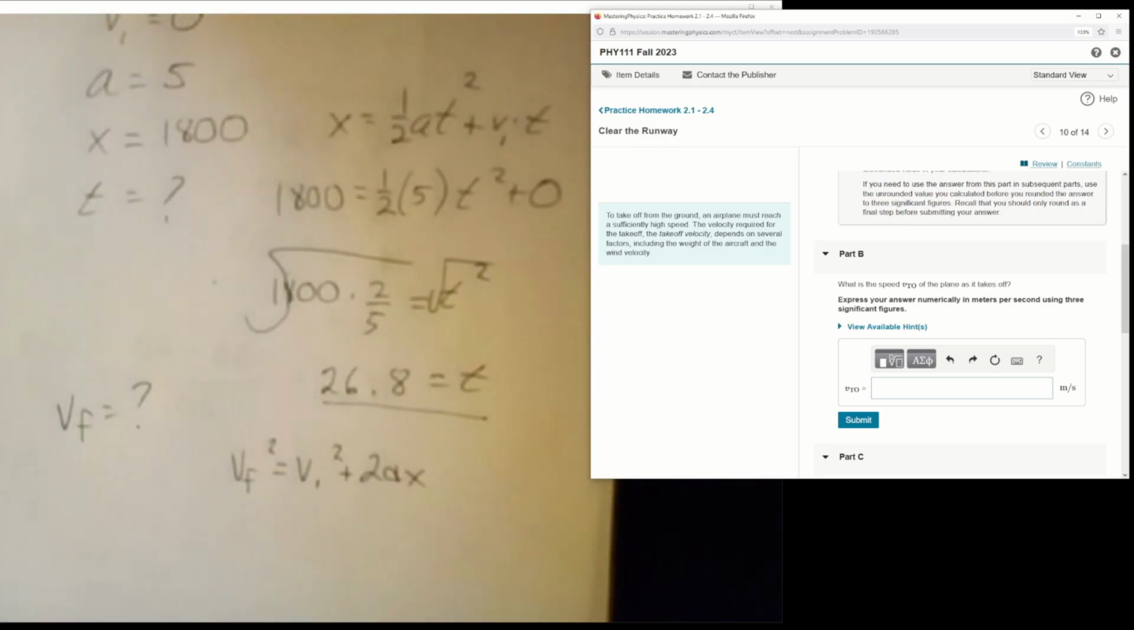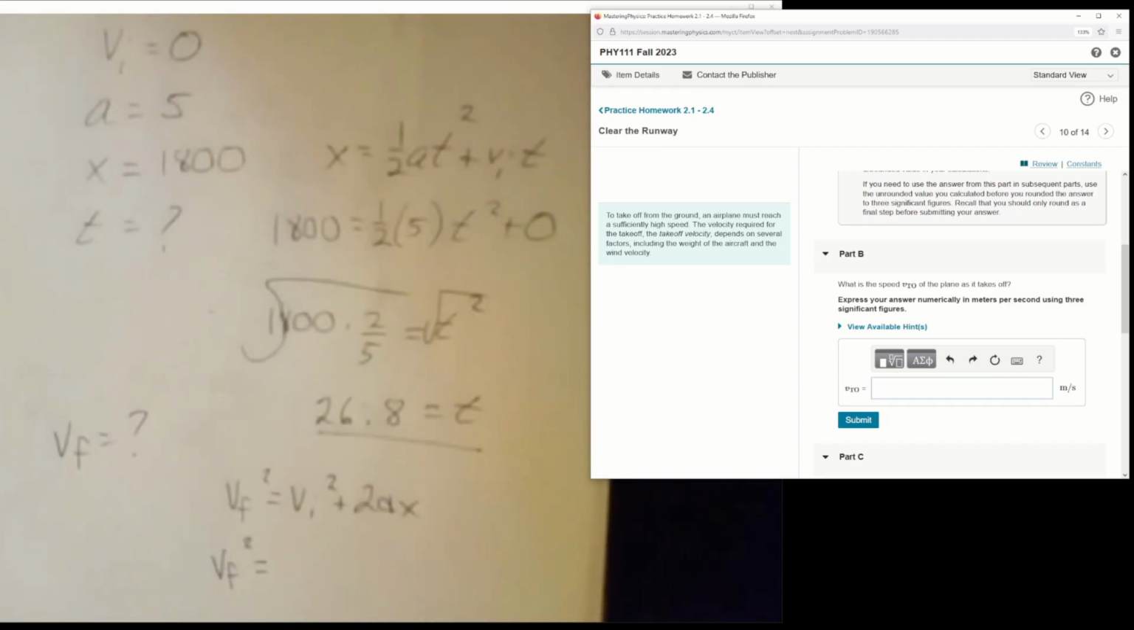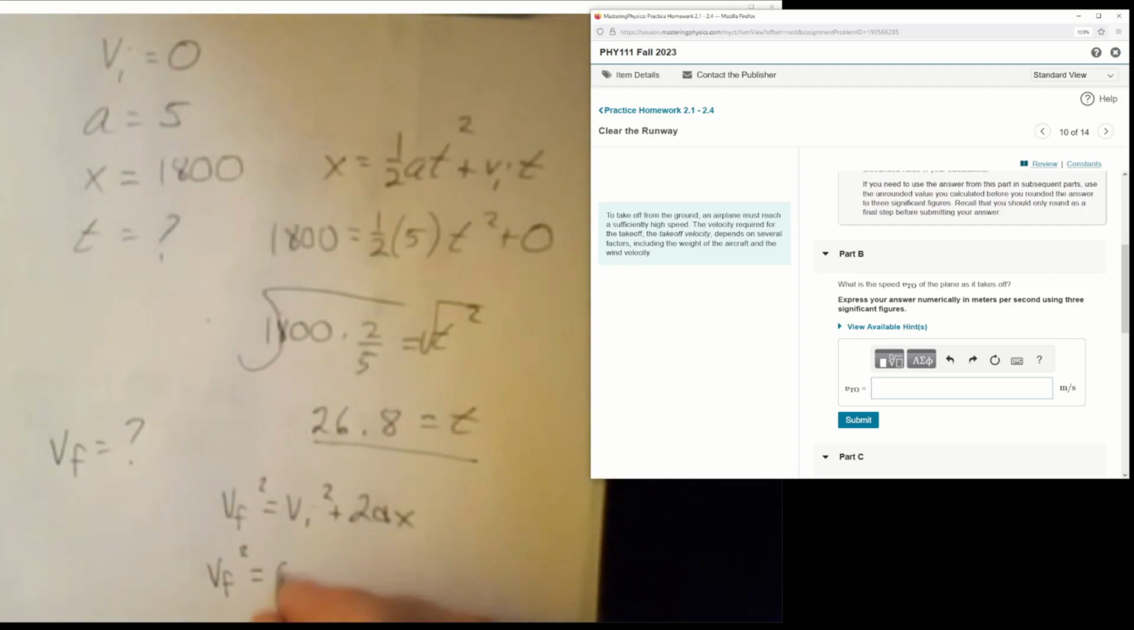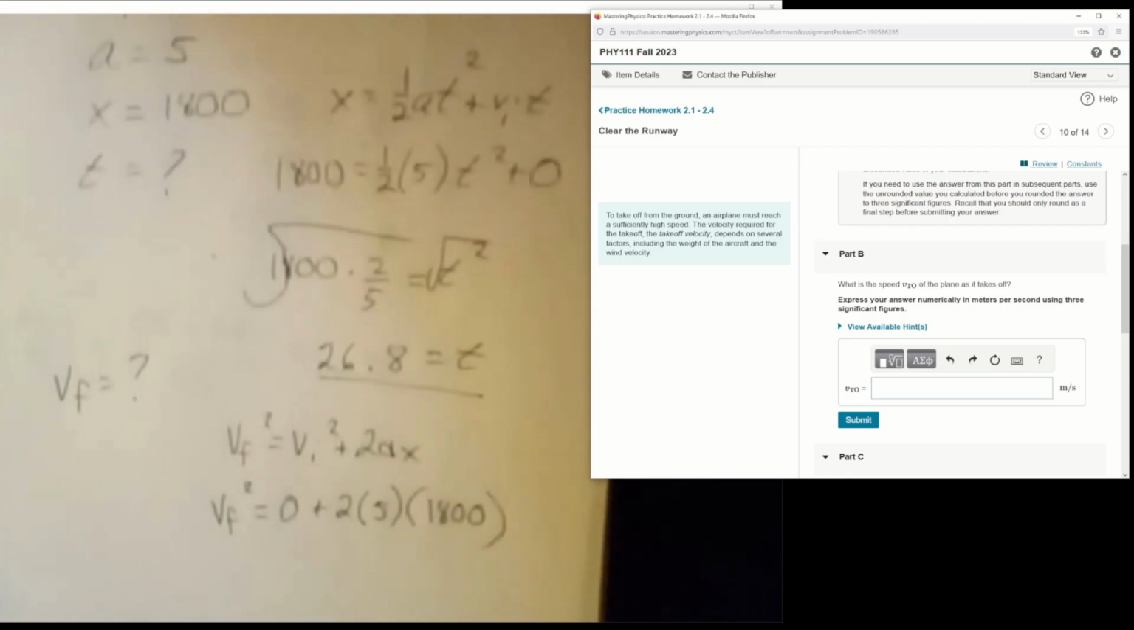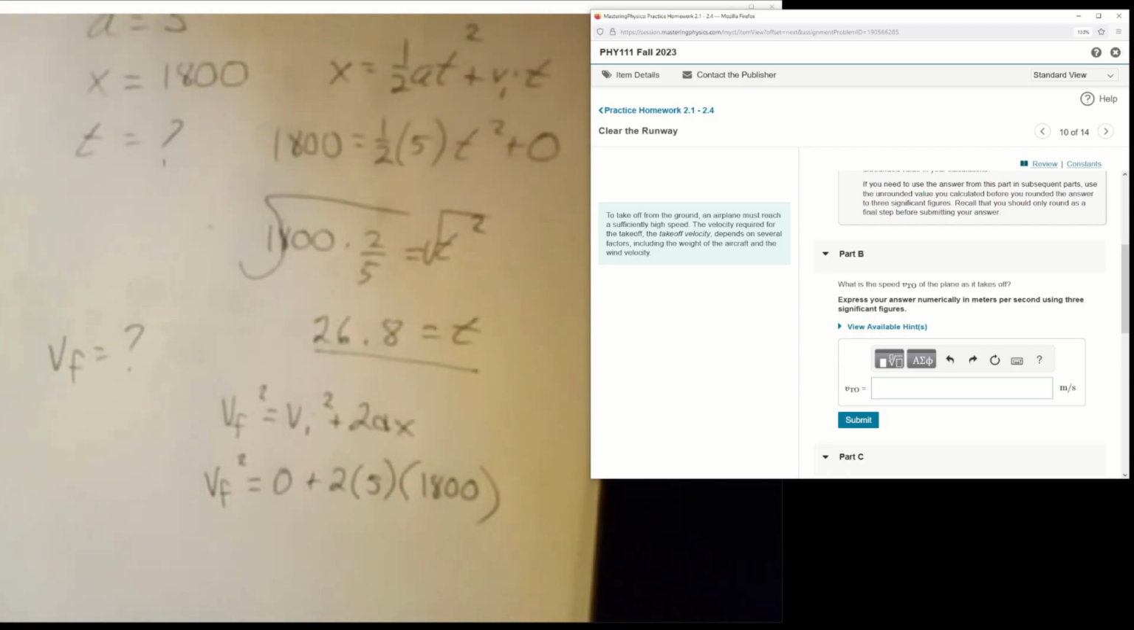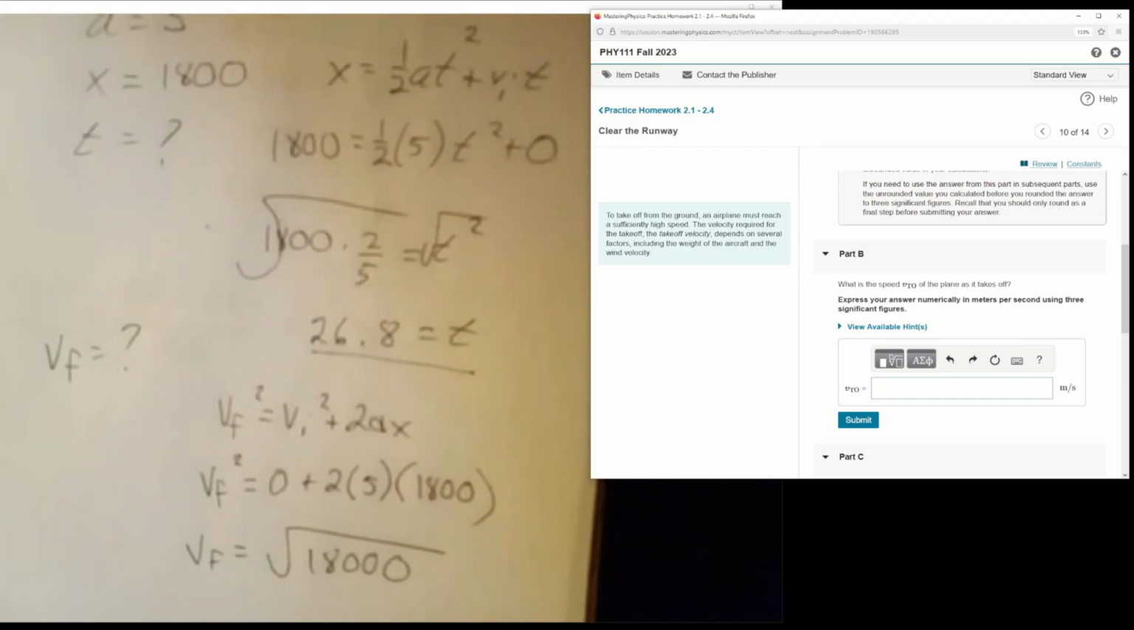I would suggest having the kinematic equations listed out somewhere so you can look at them. This is the one that will get us our final velocity. We know the initial velocity, since it started from rest, the acceleration, and its position. And again, we would take the square root. So we got 10 times 1800, throw another 0 on there, take the square root.